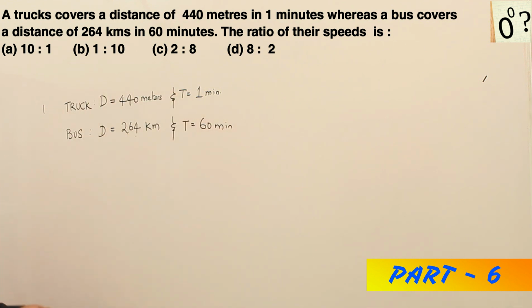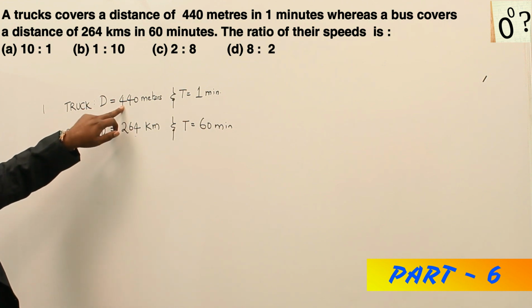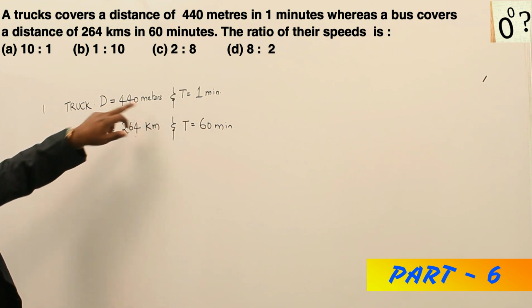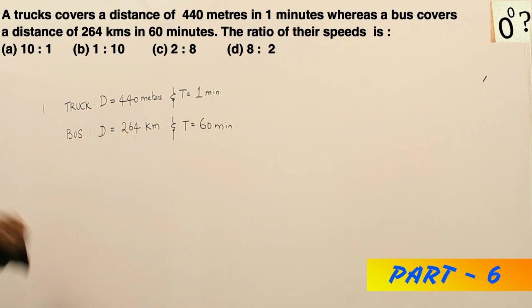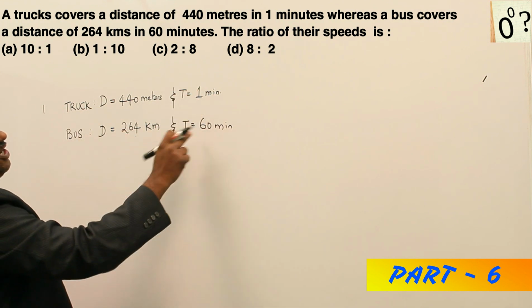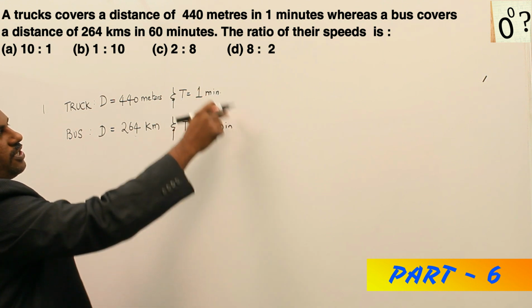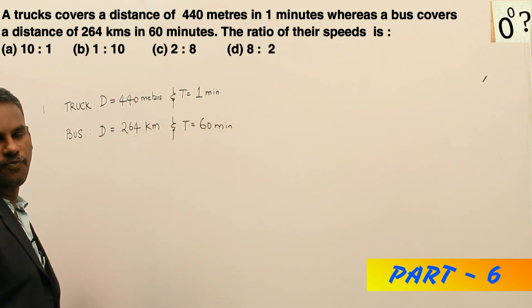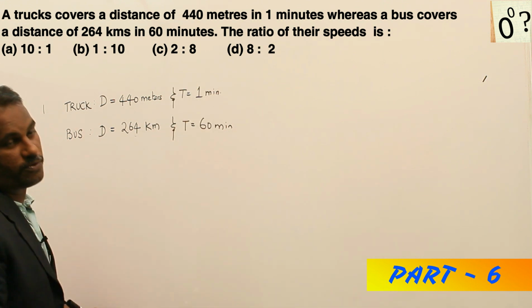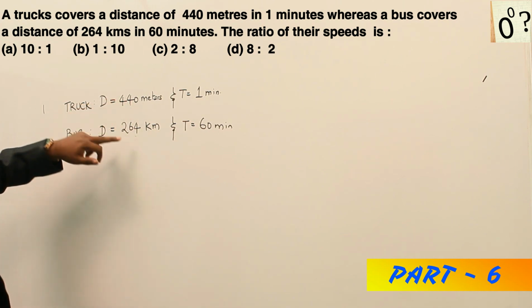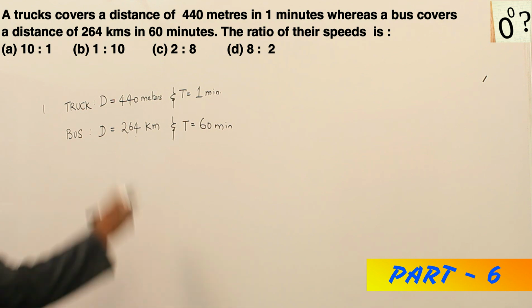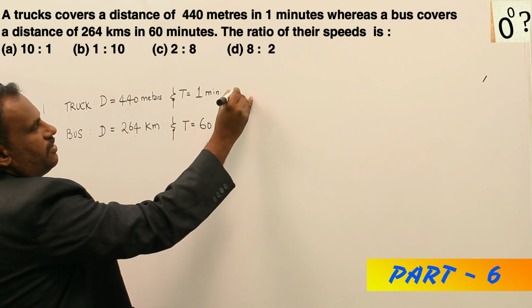Here, for the truck the distance is given in meters, whereas the bus distance is given in 264 kilometers, and the time is in minutes, here 60 minutes. The time units are the same, so we don't need to change the minutes. Here we have to convert either this meter into kilometer or this kilometer into meter. So we just keep this meter as it is.